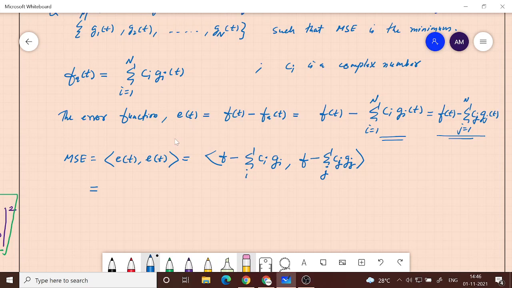Yes, sir. But what I am saying is that when you take e of t inner product with e of t, there are n terms here and n terms there in the summation. So in order to keep the freedom of the second entry, which doesn't depend on the first entry, to keep that freedom, I am using a different variable here.